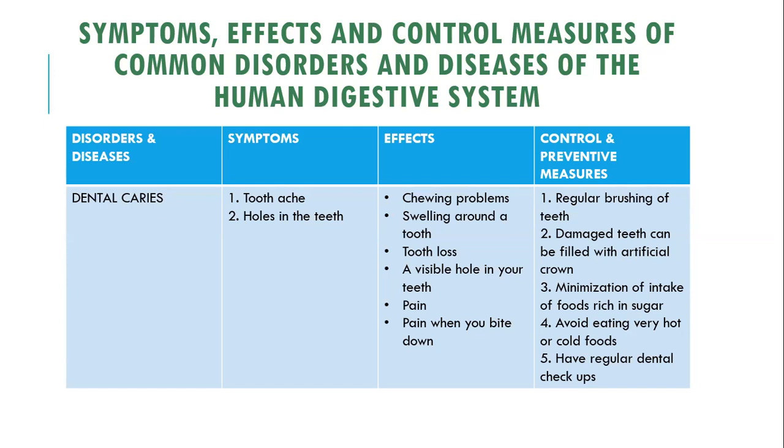The second one is that damaged teeth can be filled with an artificial crown. So those damaged tooth or teeth, you can fix them by filling them with the artificial crown. The third one is the minimization of the intake of foods that are rich in sugar. The fourth one is avoid eating very hot or cold foods. The last one is to have regular dental checkups. So this can help to control and prevent tooth decay or dental caries.